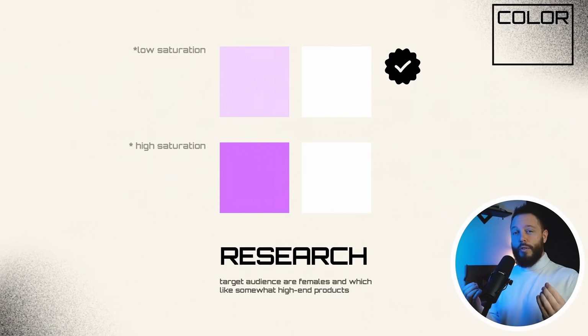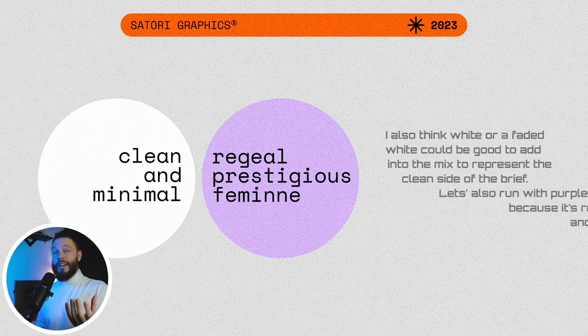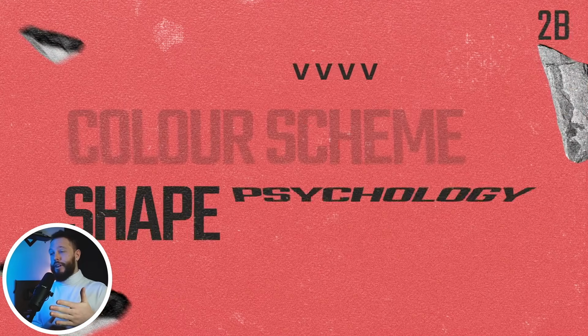I also think an off-white or kind of faded white would be a good idea to throw into the mix, and that's to represent the clean side of the brief. Let's also run with purple because it's regal, it's feminine, and it is quite prestigious. But remember, I want to go for a low saturation or something like this, as that would work really well. That's my color scheme decided in correspondence to my research and the brief.